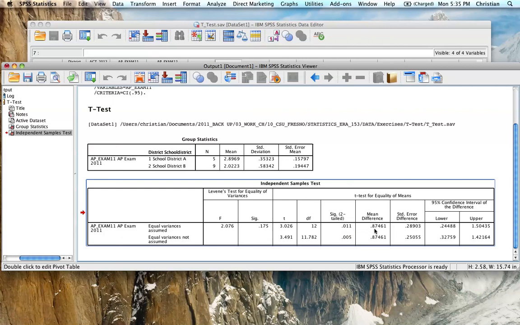Right, here we see the mean difference, 0.87. We get that by subtracting 2.89 minus 2.02. It is 0.87, and statistically that's a significant difference.